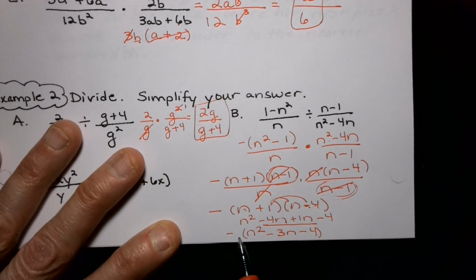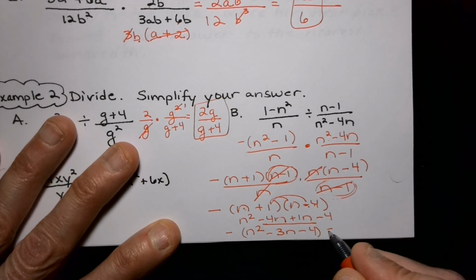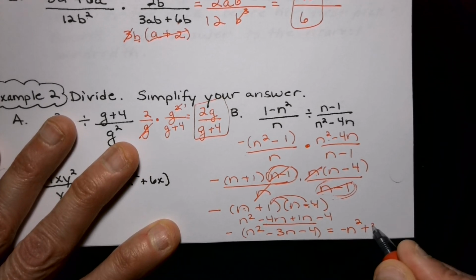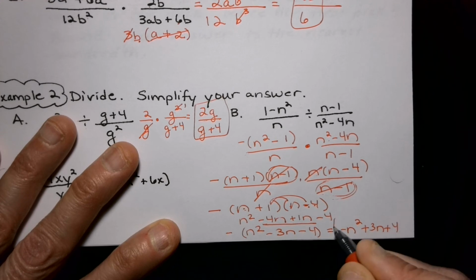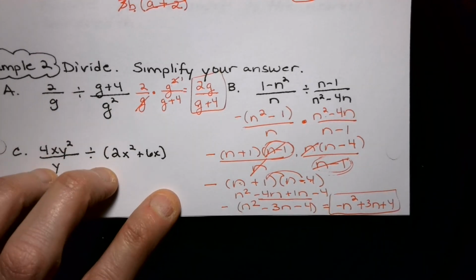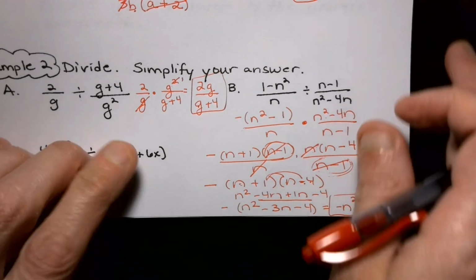And when you have that negative out front, it just switches the sign of all of them. So I've got a negative n squared plus 3n plus 4. Woofda! That was a little bit longer, but just as much fun.